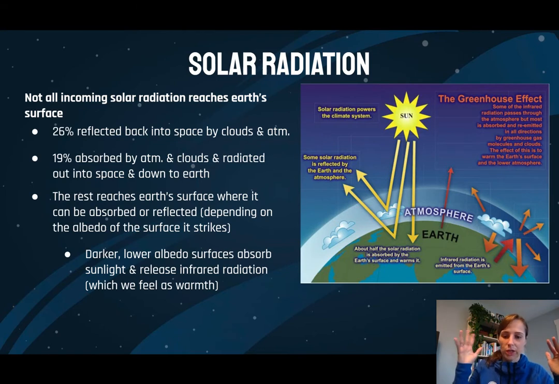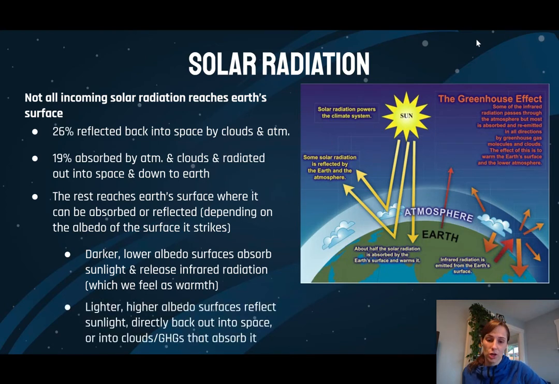So the stuff that is going to be absorbing the sunlight will then release it as infrared radiation. These lighter, higher albedo surfaces are going to be the reflecting ones. It gets reflected, it goes directly back out into space or into the clouds or the greenhouse gases that absorb it. So that's when we have the solar radiation coming in, all the different places that it can end up going.